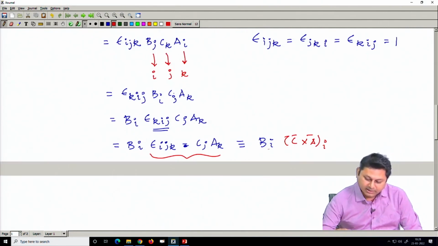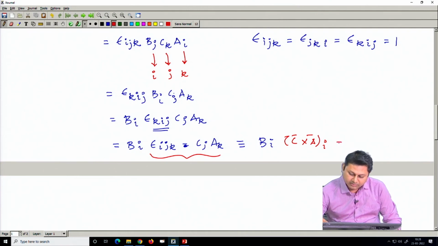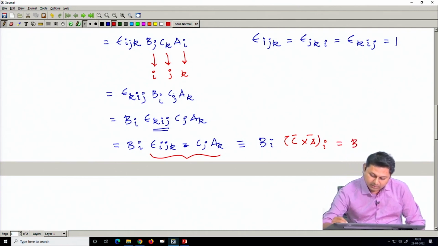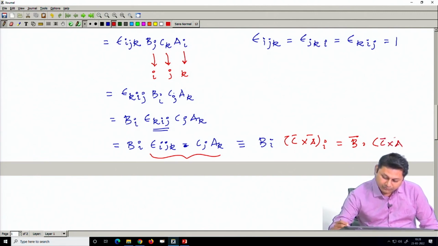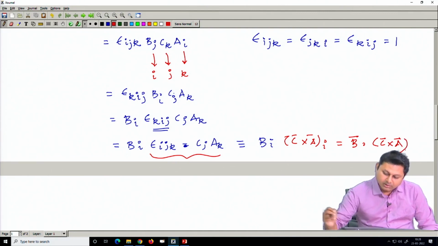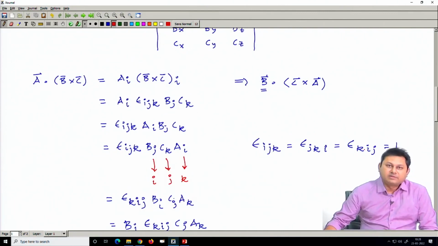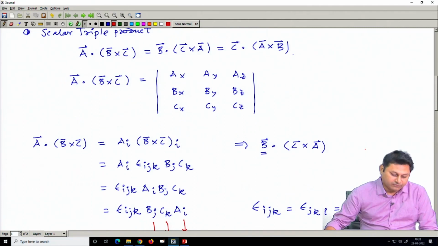So, the ith component here is nothing but B dot C cross A. So, I proved this identity just by using this Levi-Civita symbol. That is why it is very, very powerful and very, very interesting.